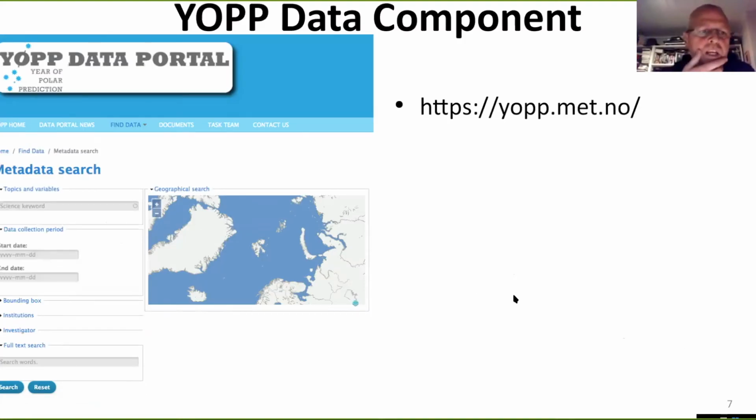So this is basically how it looks as of now. That's the human interface. That's the address of the portal. There is not much data in there currently. It's primarily some data sets from the Norwegian Meteorological Institute and the ECMWF YOPP data set that is available in there.